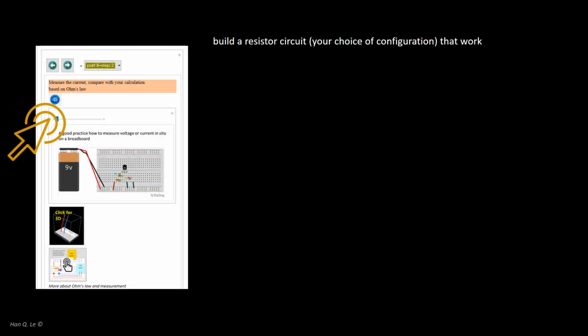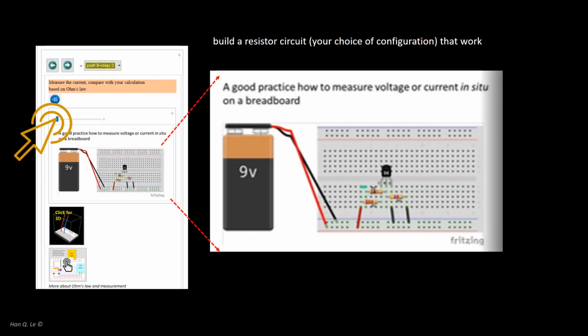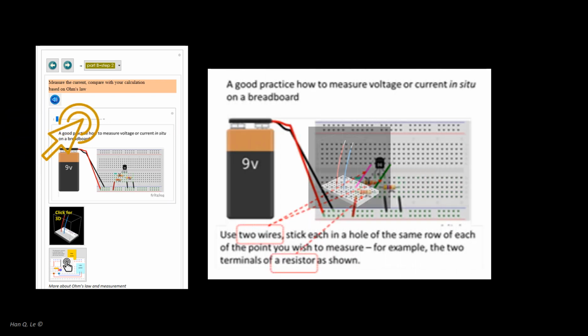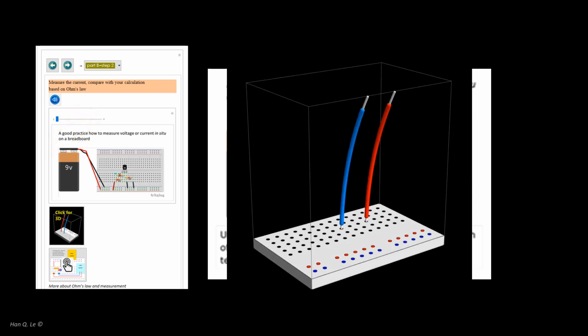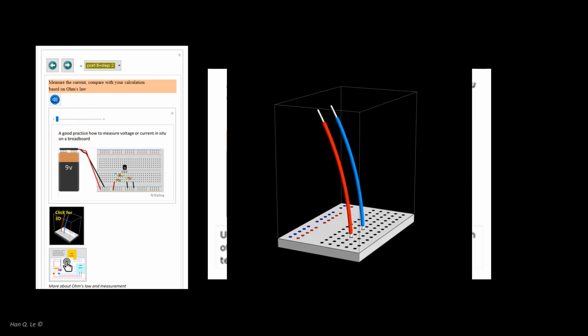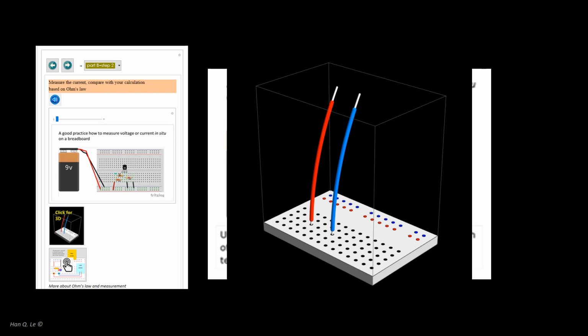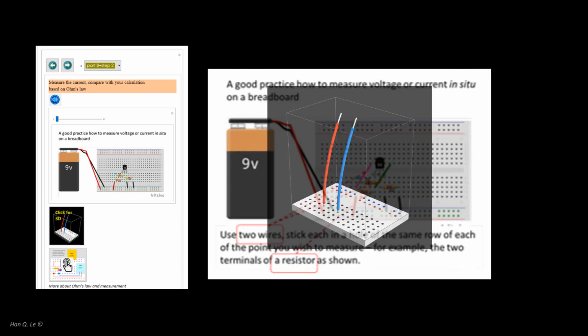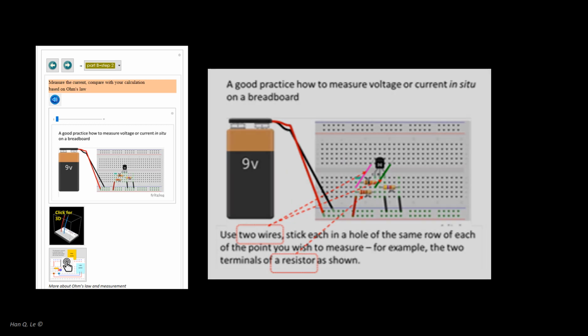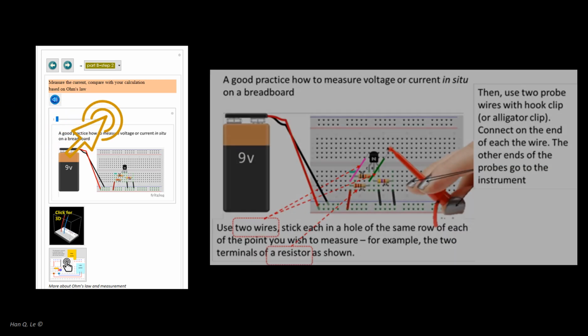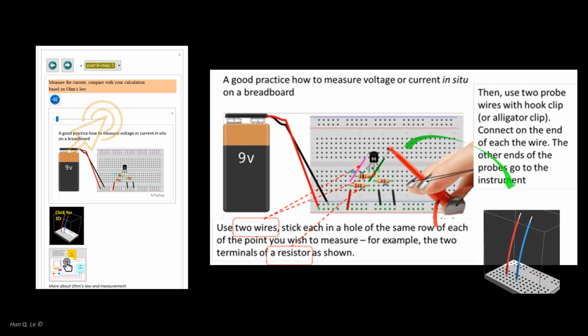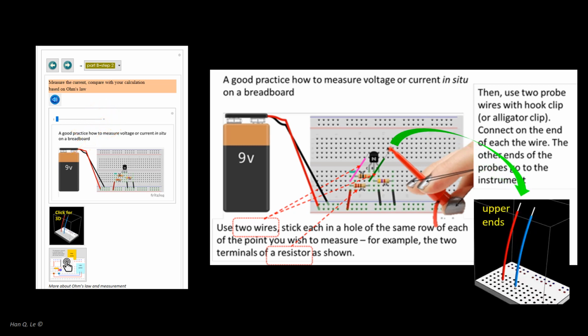The following shows a recommended practice of how to measure voltage and/or current in situ on a breadboard. Insert 2 wires or pointed probe tips into the holes for which voltage or current is to be measured. Do not touch or clip the probes onto the legs of the devices in order not to disturb the circuit. Then, attach the 2 meter probes, either hook or alligator clips, onto the upper ends of the inserted wires.